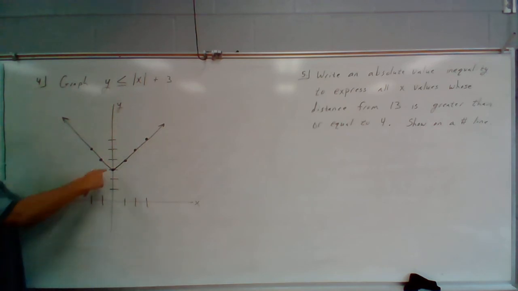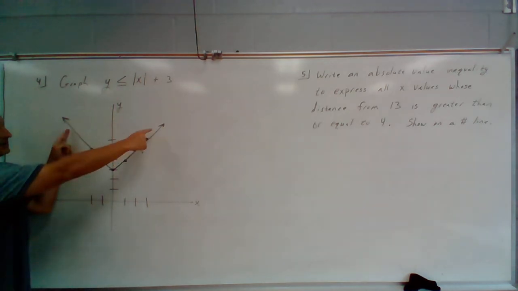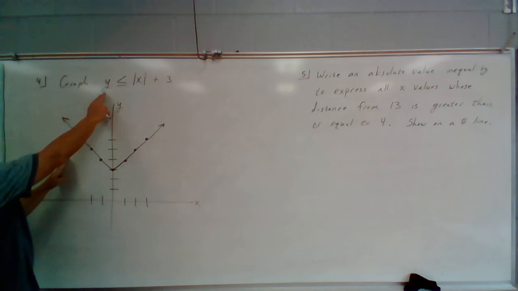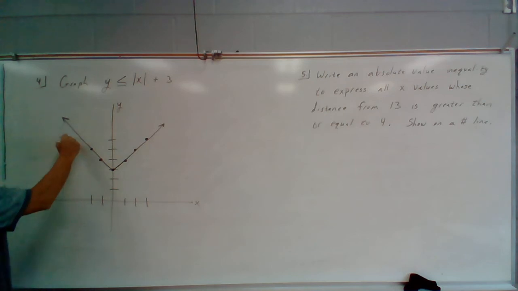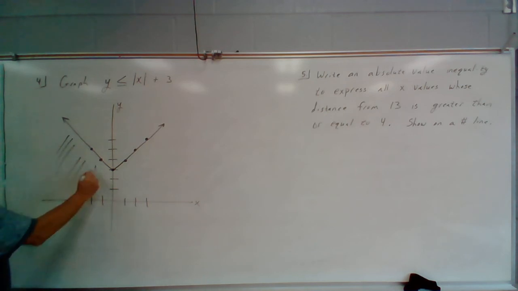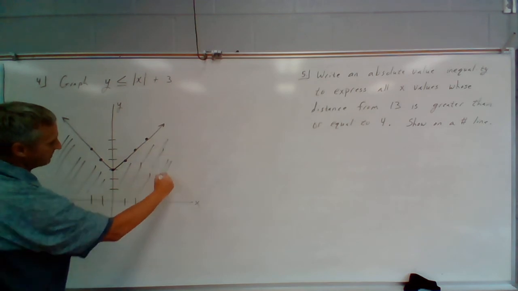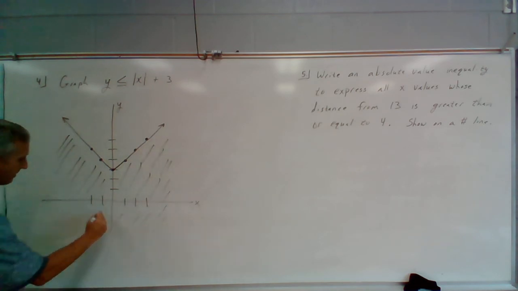There's an equal sign here, so I'm using solid or closed dots, solid lines. I want to graph all the points whose y value is less than that. So these will be things below the line. This is really hard to shade in on the board.